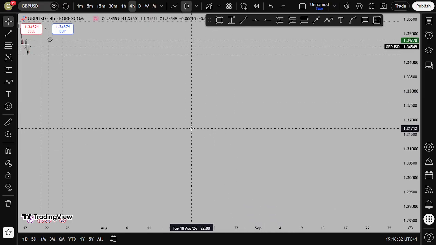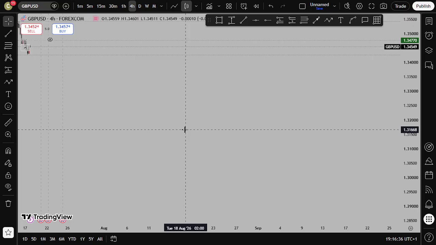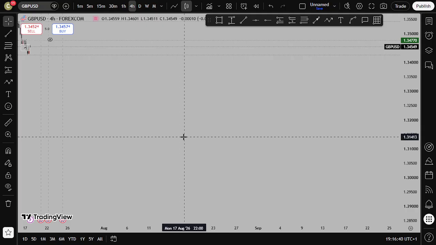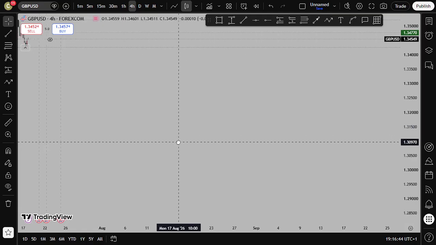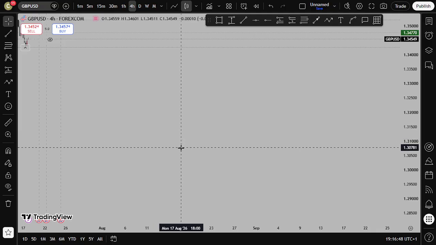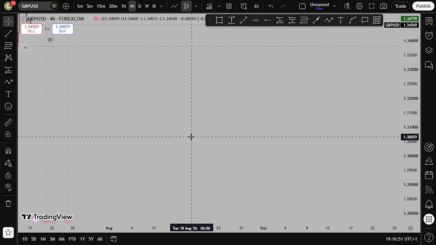Now, when it comes to the movement of market structure, price moves in three phases. We have the uptrend, the downtrend, and the range or consolidation phase. An uptrend happens when buyers are stronger than sellers.